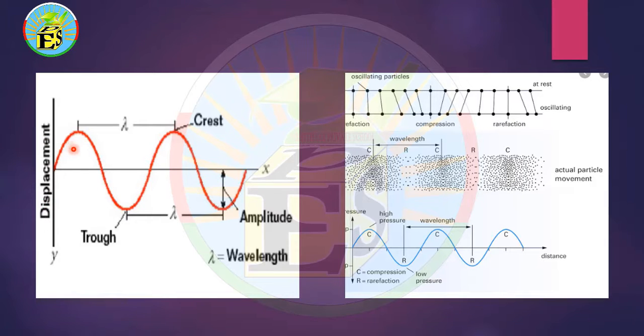Displacement means the distance from a fixed position or a fixed point. This is the fixed position, and this is the highest point, the crest or peak, and this is the lowest point the particle of the medium can reach, the trough. The distance between the lowest point and the fixed point, or the fixed point and the highest point, is called the amplitude. But the distance between two consecutive peaks or two consecutive troughs, or between two consecutive points that have the same phase, like this point and this point, is called the wavelength.